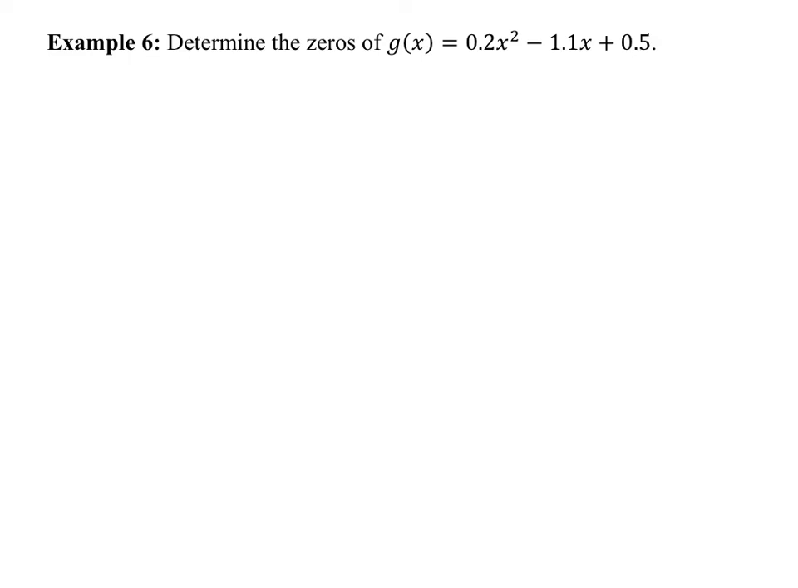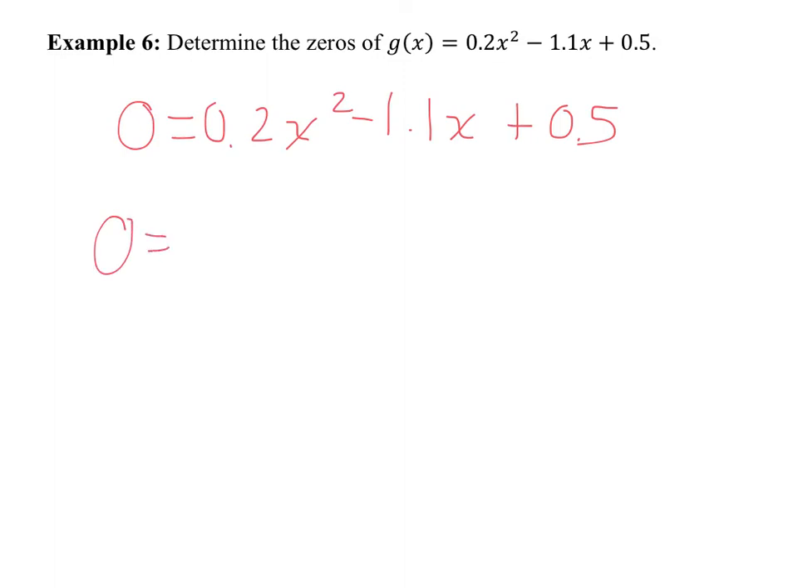Okay, we're finding the zeros. So we start by saying 0 equals 0.2x squared minus 1.1x plus 0.5. So multiply everything by 10. 0 times 10, well that's still just 0. 0.2 times 10 is 2. This is 11. And this is 5. Whenever you have a problem that gives you decimals, start by making them integers by simply multiplying by 10. And then from there you can solve.